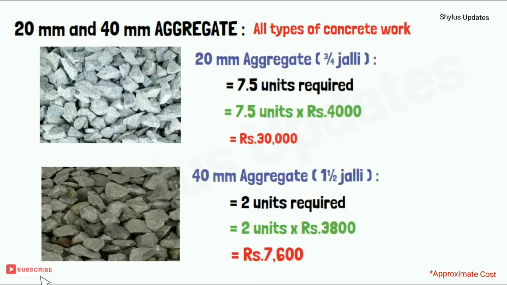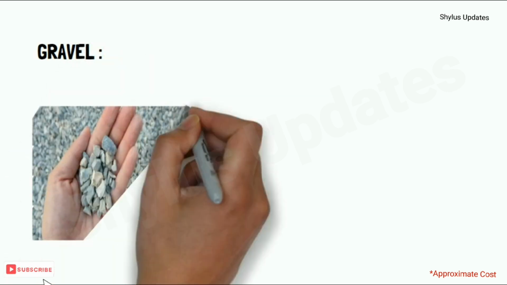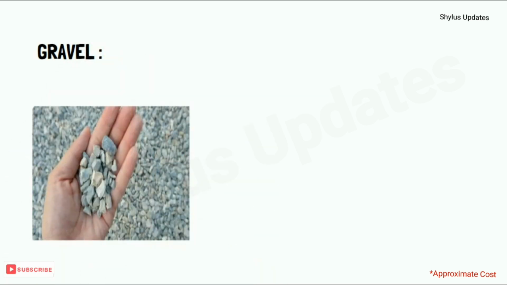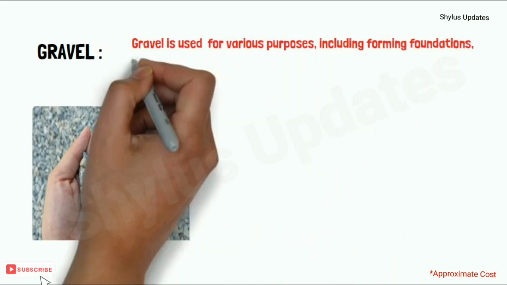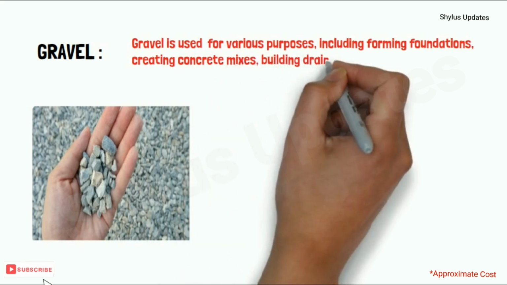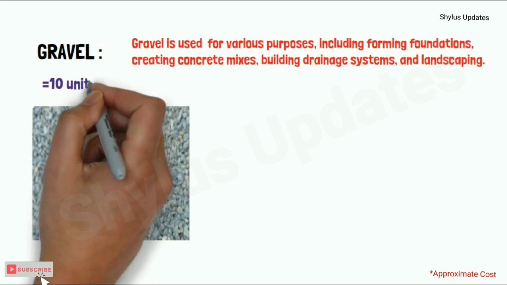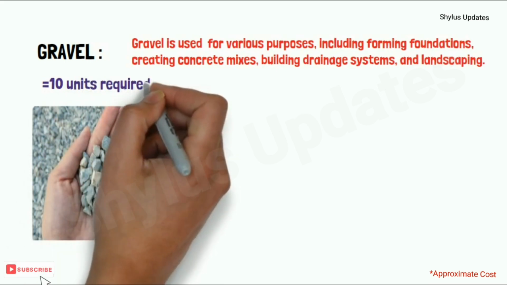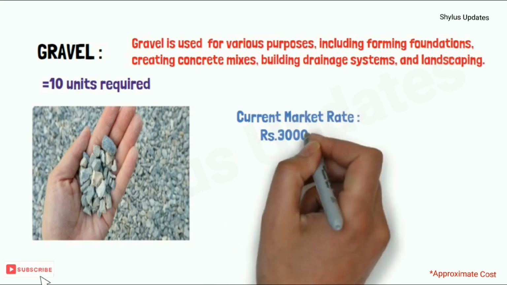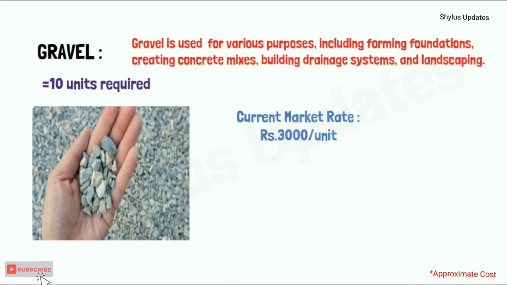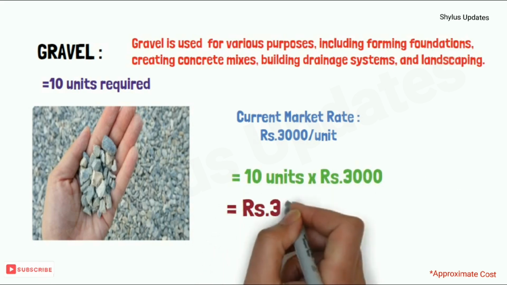Gravel. Gravel is used for various purposes, including forming foundations, creating concrete mixes, building drainage systems, and landscaping. For 500 square feet house, 10 units of gravel are required. The current market rate of gravel is rupees 3000 per unit. When you multiply 10 units into rupees 3000, you get rupees 30,000.